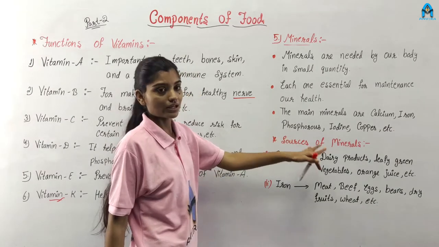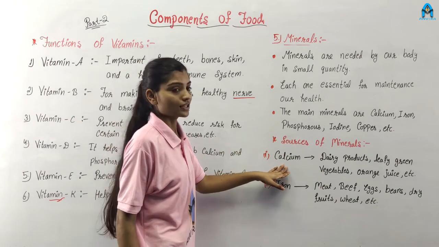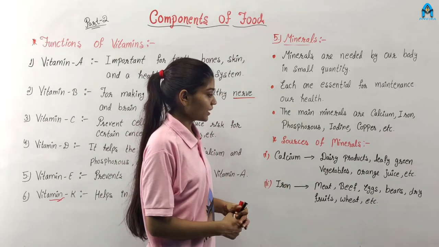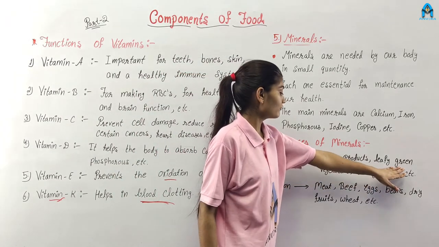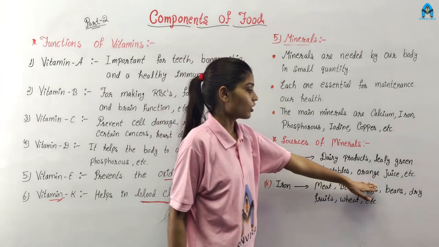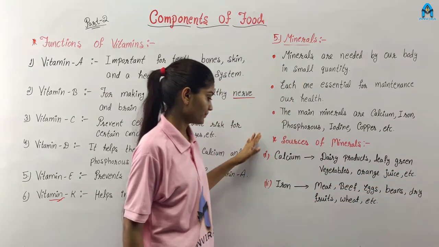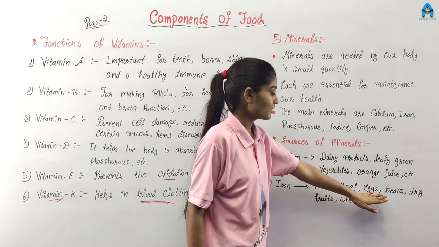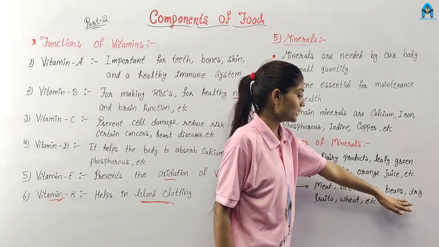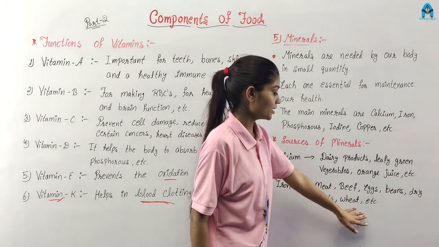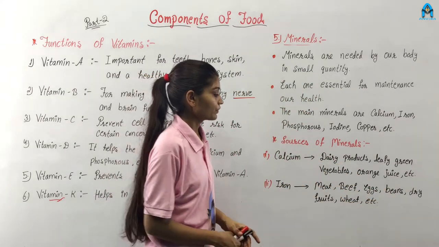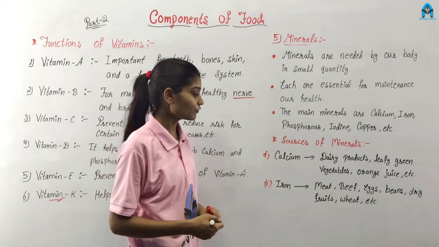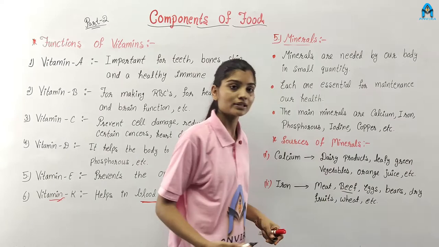And the sources of minerals are, first one is calcium. And the sources for calcium are dairy products, leafy green vegetables, orange juice, etc. And the sources for iron are meat, beef, eggs, beans, dry fruits, wheat, etc. Now, what is beef? Beef is nothing but a type of meat which we obtain from cattle.